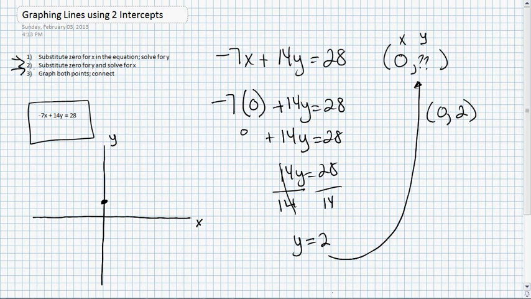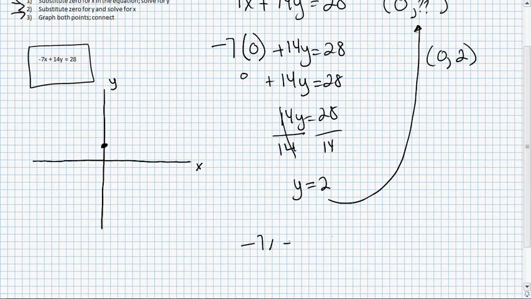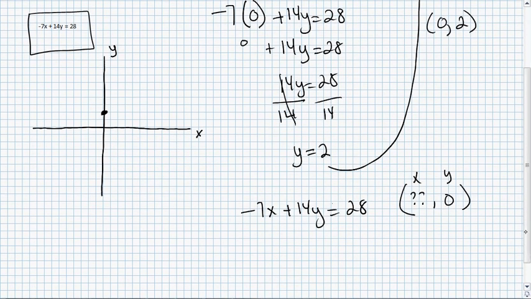Alright, now I need to repeat the process. Step 2 says to substitute 0 for y and solve for x. So now I'm going to find out where this line is going to cross the x-axis. I'm going to find a second point. Same equation. So it's still negative 7x plus 14y equals 28. But now I am looking for my x value, and I'm going to substitute in 0 for my y. So negative 7x plus 14 times 0 equals 28.